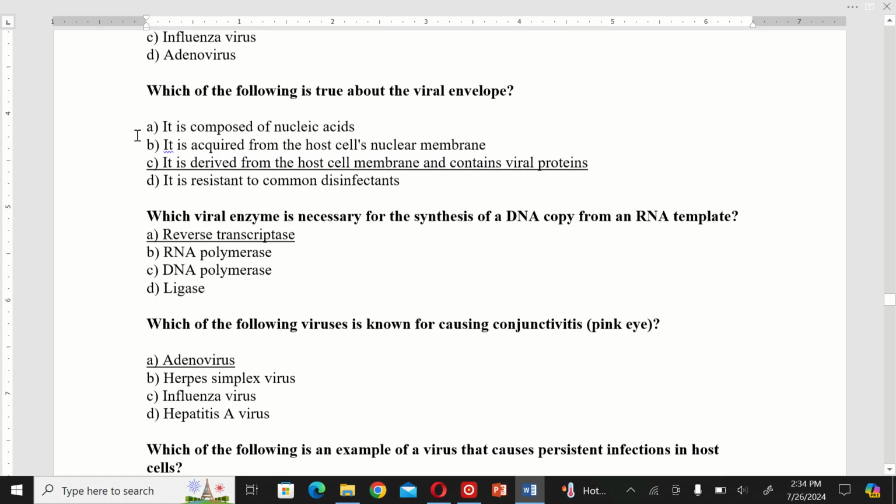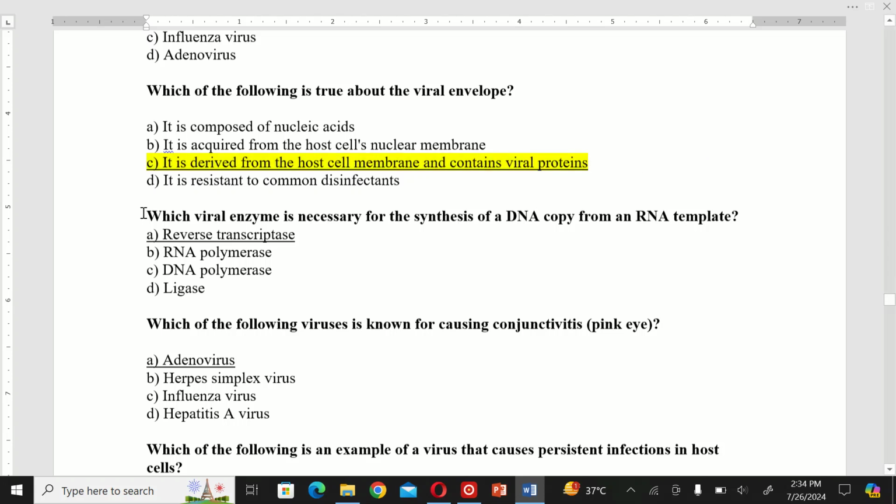The next MCQ is: which of the following is true about the viral envelope? A. It is composed of nucleic acid. B. It is acquired from the host cell's nuclear membrane. C. It is derived from the host cell membrane and contains viral proteins. D. It is resistant to common disinfectant. So the correct option is C.